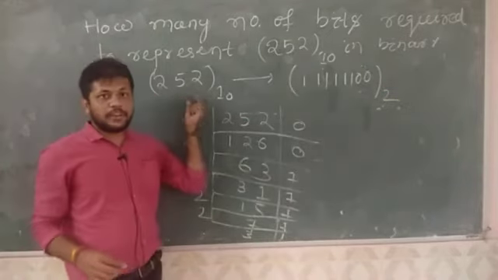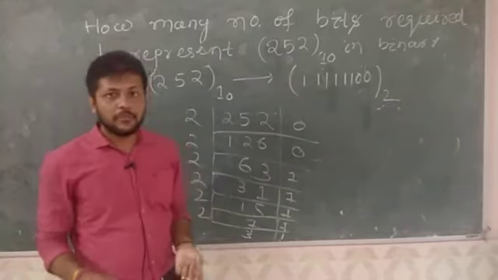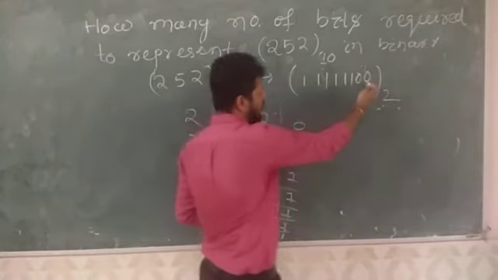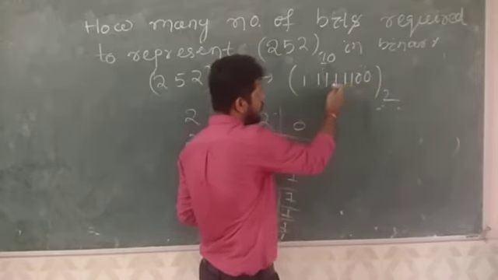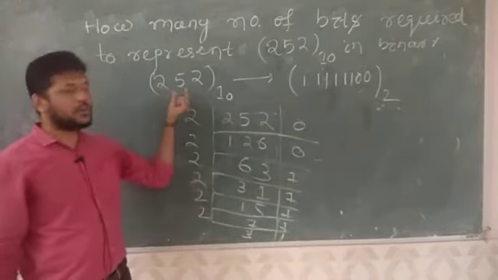So in order to represent 252 in decimal, how many bits are required? You can calculate from here: 1 2 3 4 5 6 7 and 8. So 8 bits are needed to represent 252.